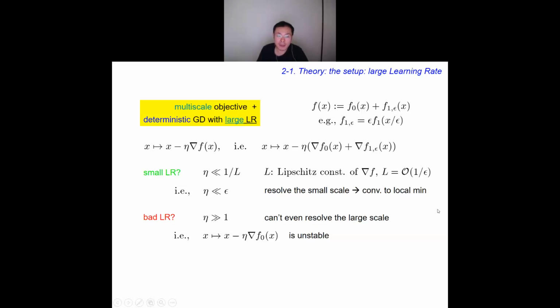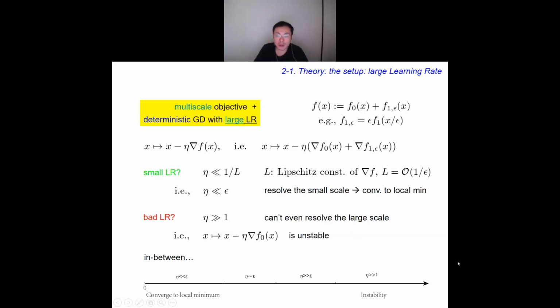What would be a bad learning rate? If the learning rate is very big, then you can't even resolve the large scale. If you're a computational mathematician, you may think, okay, so this F1 gives you stiffness. The more derivatives you take, the bigger values it'll give you. But even if you get rid of this F1, there is still a limit under which you can take your learning rate. If the learning rate becomes too big, even if you iterate just the macroscopic gradient, you will get instability, let alone that you have this microscopic one.